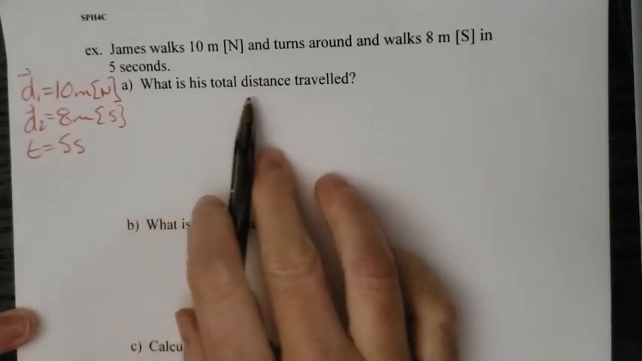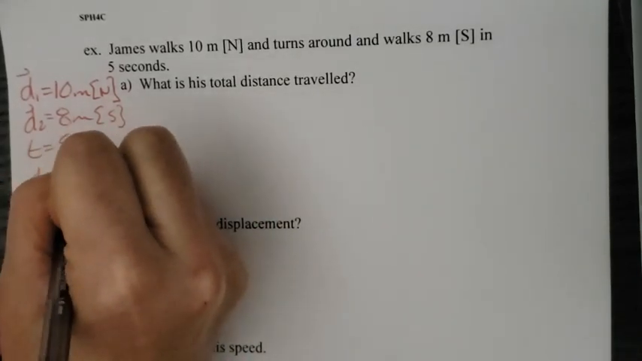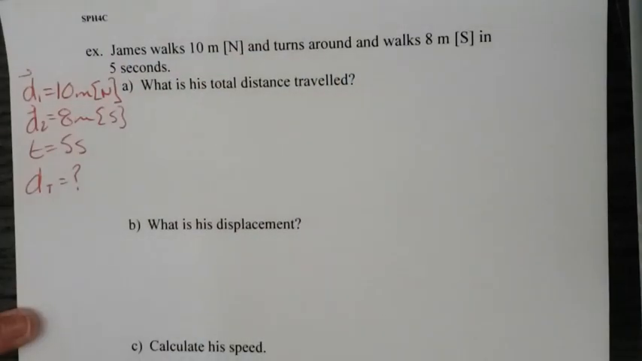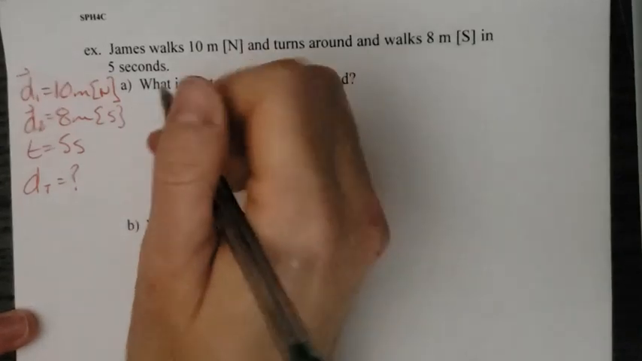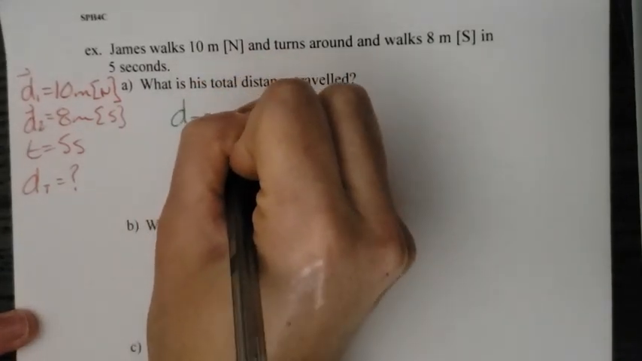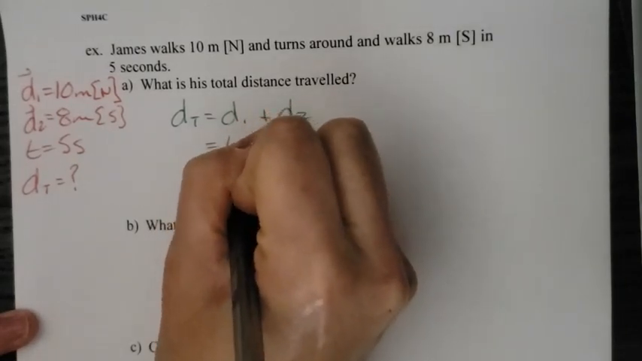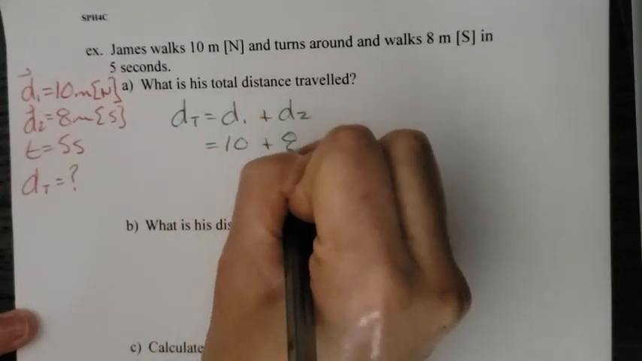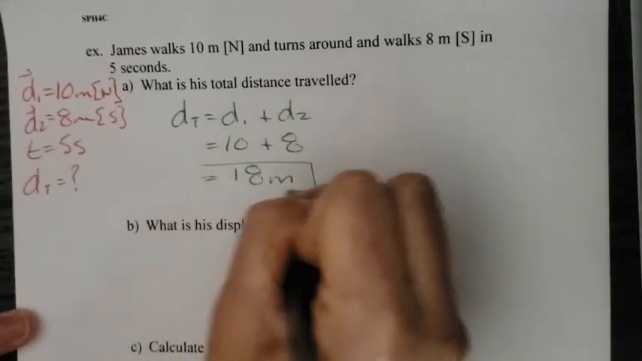And the very first question, I'm looking for the total distance. So now what we're going to do is just add them up. So my total distance is equal to my first distance plus my second distance, which would simply be just 10 plus 8, and that gives me 18 meters.